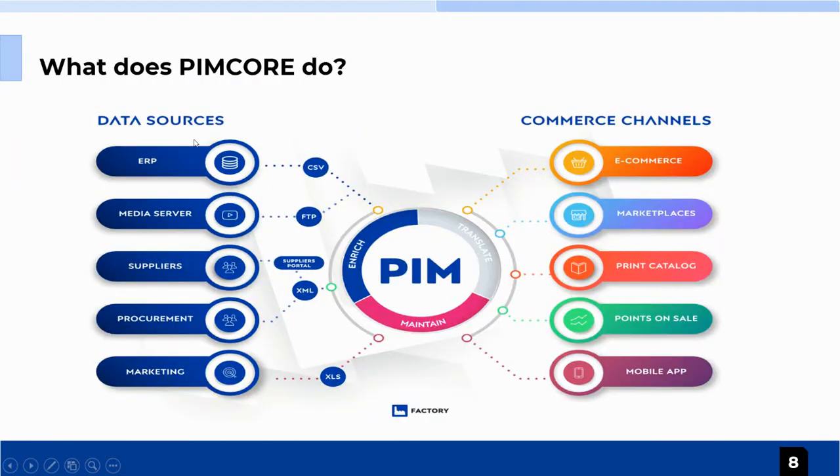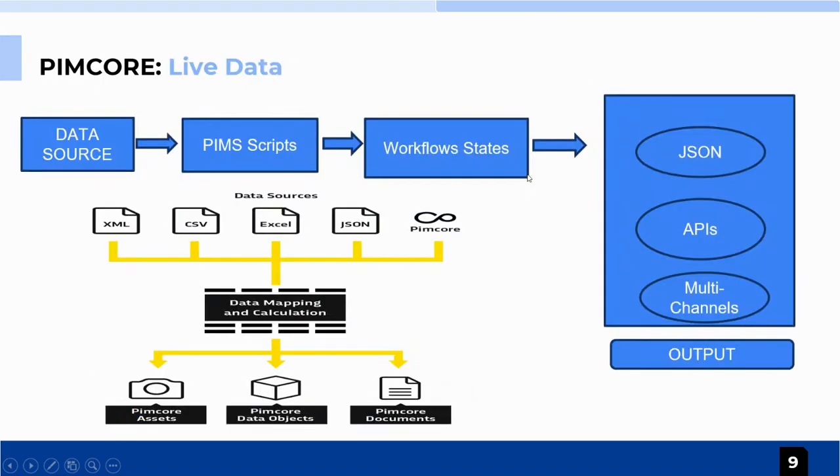You can check the left-hand side, where we have the data sources, and the other side, the channels. Pimcore basically manages this type of activity. Suppose we have an example. There are many data sources. Simply, this is the data source, and we have created multiple Pimcore scripts with the help of workflow state. You can check the data and validation, data manipulation, and calculation related to the Pimcore asset, Pimcore data object, and Pimcore document.